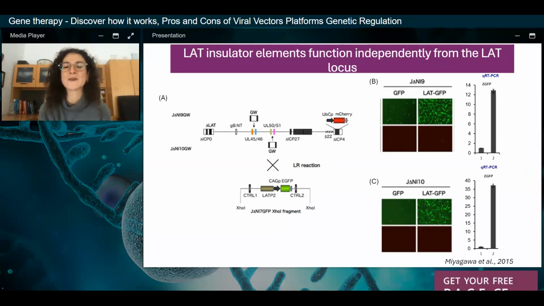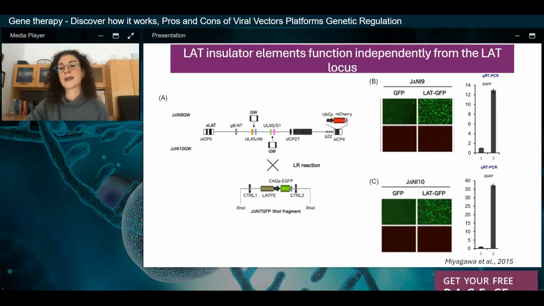So then we wanted to see also if these elements are bound to the LAT locus, or if we can move them in other region of the HSV genome and still achieve robust transgene expression. So we created two more vectors, one called GDNI9. GDNI9 has a transgene cassette located in an intergenic region between 45-46, and GDNI10 has the same transgene cassette located between UL50-51. Now, this cassette was either surrounded by the LAT insulator elements or not.